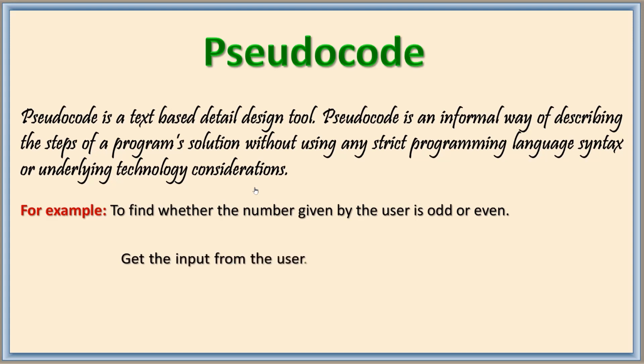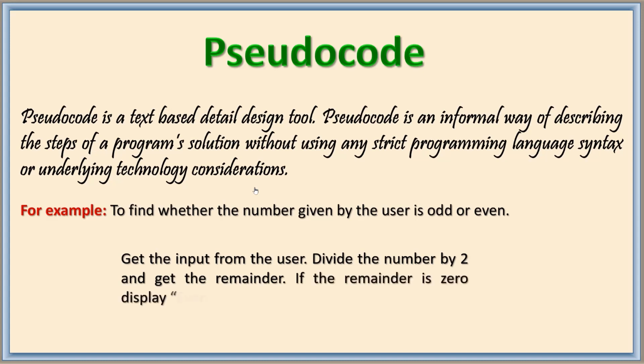Get the input from the user, divide the number by 2 and get the remainder. If the remainder is 0, display even, otherwise display odd. So this is just describing the problem, how to go about it. This is always used by those who do not have any knowledge about programming, but they have a task to complete. When they describe it to the programmer, this is the way it is described.